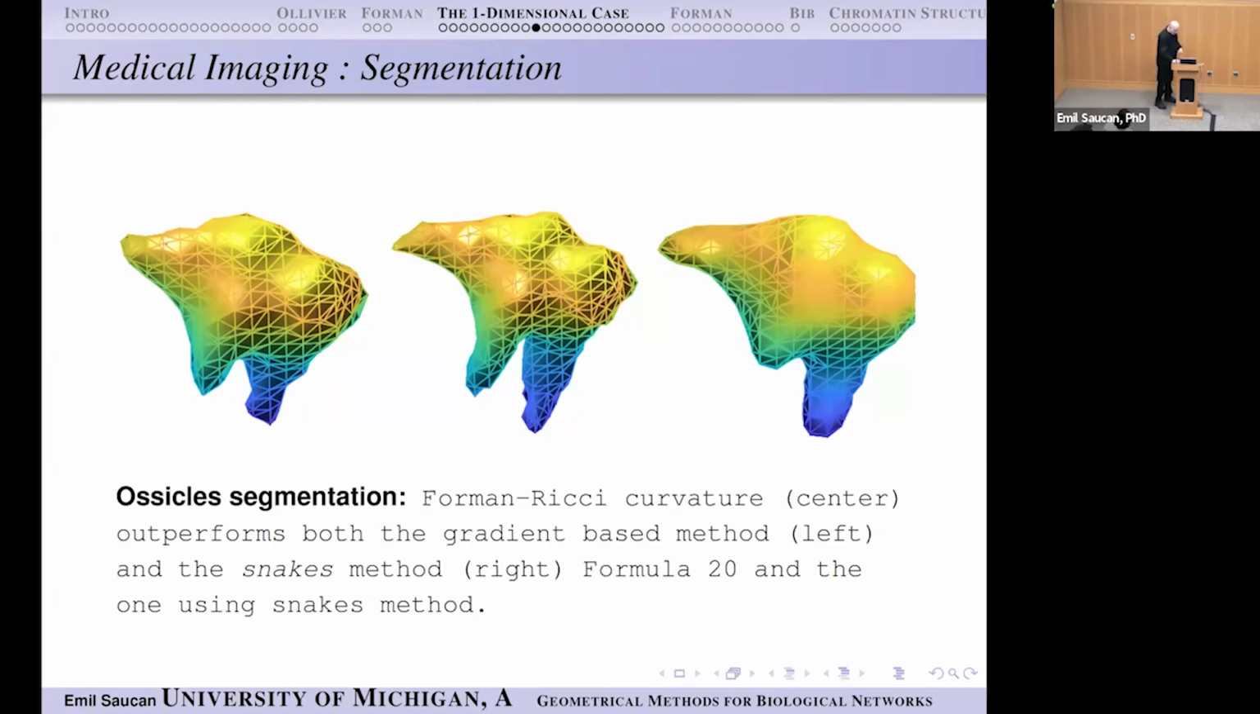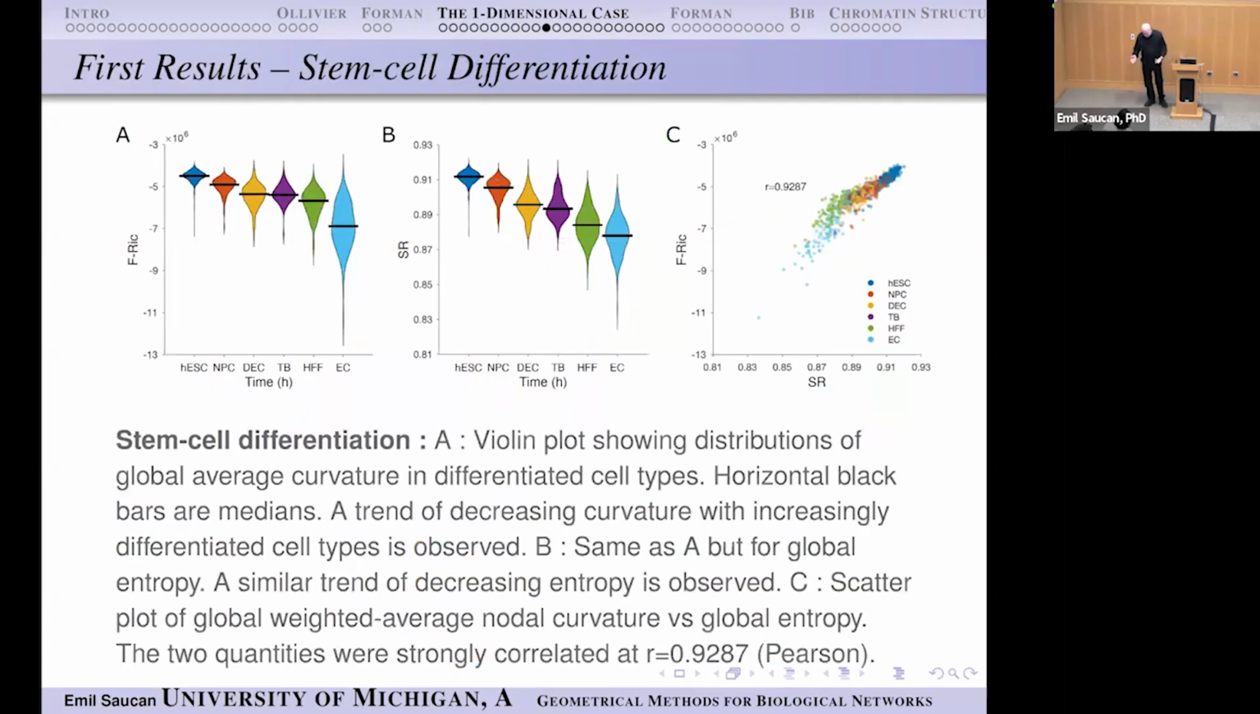And I have to say that before doing networks, I did imaging, and Ricci works like a charm. But okay, so I bring this result without much explanation. We did the same thing for stem cell differentiation for correlation networks. And as you can see, we have two plots of curvature and of entropy, and they correlate extremely well in stem cell differentiation.